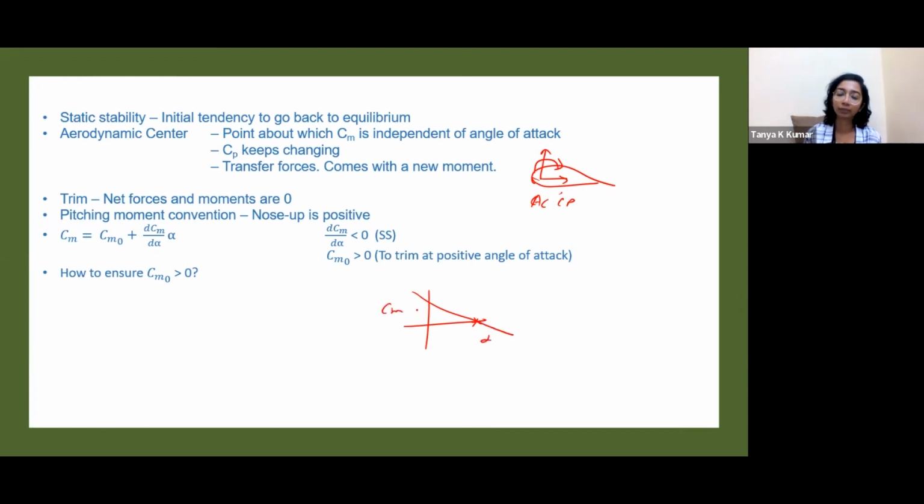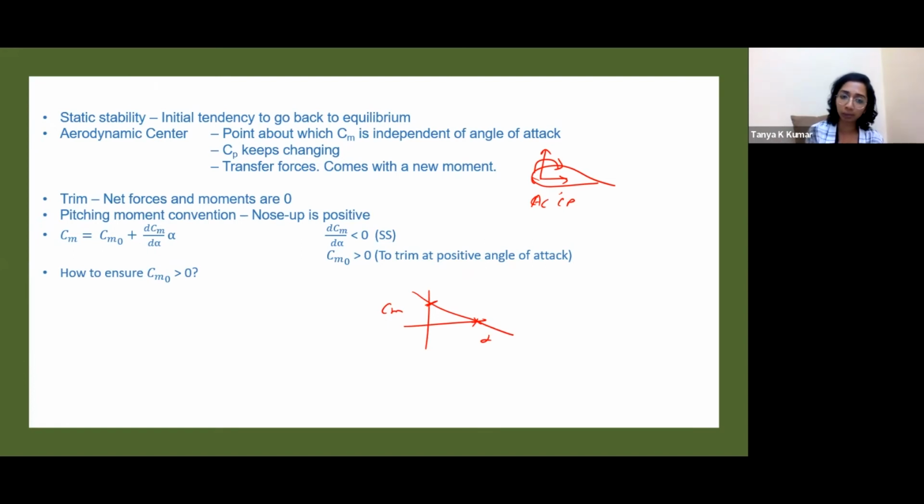We know that the condition for static stability is Cm alpha should be less than 0. We just discussed this in the previous question. And we need Cm naught to be positive. Why? So that we can trim the aircraft at a positive angle of attack, which is necessary, which is preferred. Cm naught positive is not affecting the stability in any way. It is just so that you can trim the aircraft at a positive angle of attack.